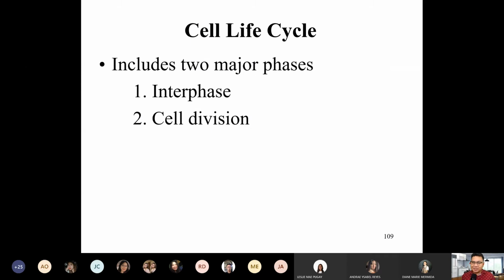Okay, and finally we have our cell life cycle. Okay? We have 2 major phases of the cell life. Dalawa lang ang part ng buhay niya. Dumadami, hindi dumadami. Kapag interphase, it is the phase in between cell division. Okay? Meaning wala siyang ginagawa except mag-produce ng protein. Kapag cell division, it is when the cells start to divide and multiply.